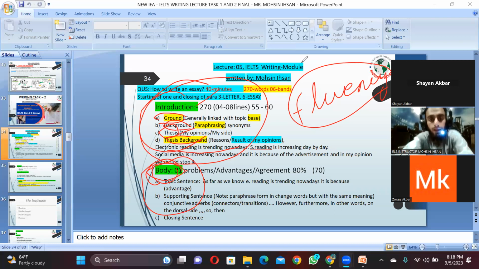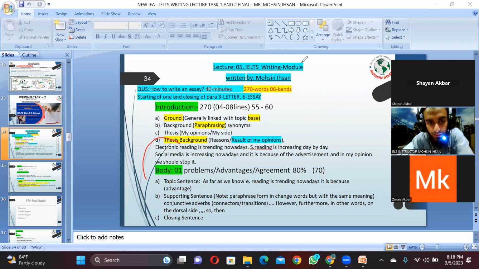Okay. Now, let's suppose for this topic you are writing the advantages of screen reading. So how would you write? You pick this topic. This would be your topic sentence. But the topic that you are going to mention would be in your own words, and that is called paraphrasing. Like the topic is electronic reading is trending nowadays. What is the topic sentence in paragraph number one? The idea that you would share about what you discuss is called your topic sentence, right?